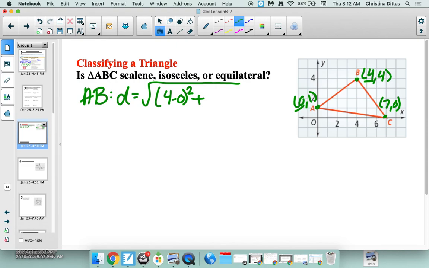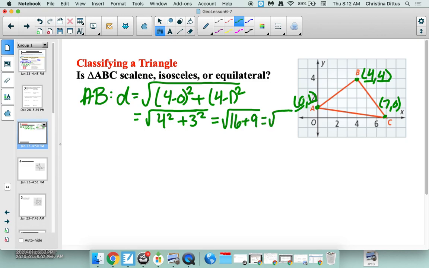Okay, and then square it. Add the y's. The y's are 4 and 1. So 4 minus 1 squared. So when I simplify this, 4 minus 0 is 4. I'm just going to do one where I run it all up, okay? So I got 4 squared plus 4 minus 1 is 3, so I got 3 squared. 4 squared is 16. 3 squared is 9. When I add them together, I get 25. So how big is AB? 5.